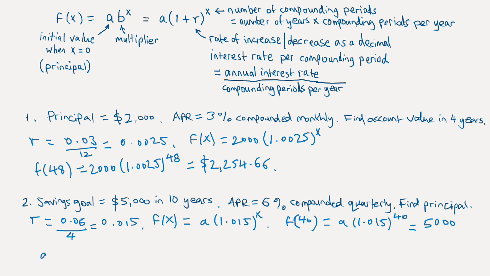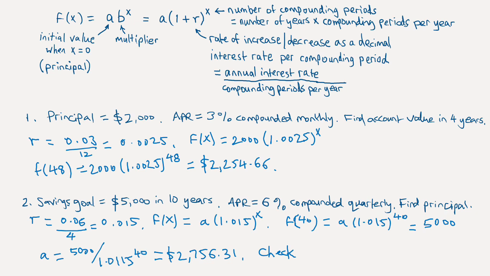So let's do that. So a is going to be equal to, if we divide both sides by 1.015 to the power 40, we'll have a isolated on one side, and we'll have 5,000 over 1.015 to the 40 in the denominator. And if we evaluate that on a calculator, we get $2,756.31.